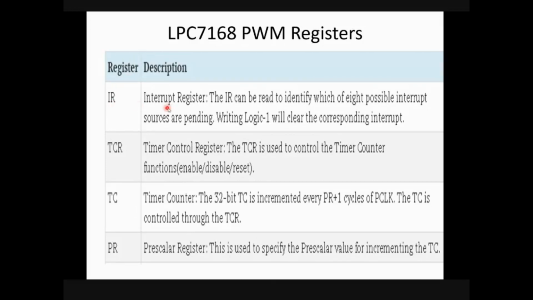IR register. It is the interrupt register. The IR can be read to identify which of the 8 possible interrupt sources are pending. Writing logic 1 will clear the corresponding interrupt. Actually, there are certain interrupt signal pins with which we can give the interrupt signal to the LPC 1768. There are 8 possible interrupt signals. If any interrupt is coming, we can identify it using this IR register, but in our program, we are not using it. This is for real-time applications, where we can make use of this register.